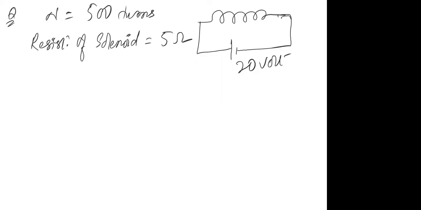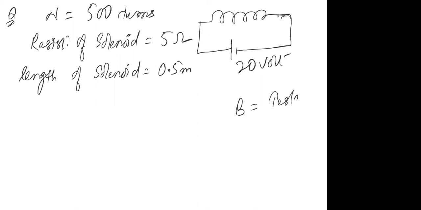Total number of turns is given, resistance of the solenoid is given, the voltage of the battery is given, and I'm giving you one more thing, which is the length of the solenoid. Length of solenoid is equal to 0.5 meter. Mind you, if you don't have length in meters, you will convert it into SI unit. Then you will get the magnetic field in Tesla, which is the SI unit, right? Then only you will get the answer in Tesla.